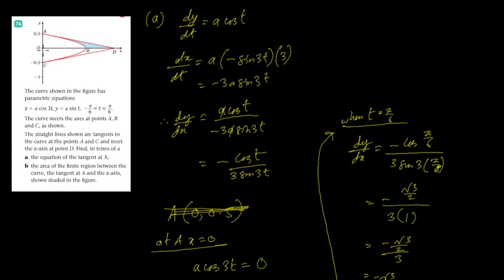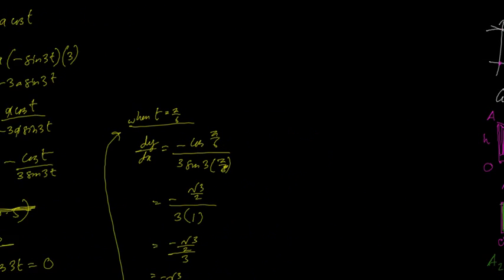Now we have to find the area under this curve. We know this is 0. If we put y equal to 0, we find the value of t as 0. So at 0, t equals 0, and we have to find what t equals at B. So we have to find where this curve cuts the x-axis. So let's find the limits here.